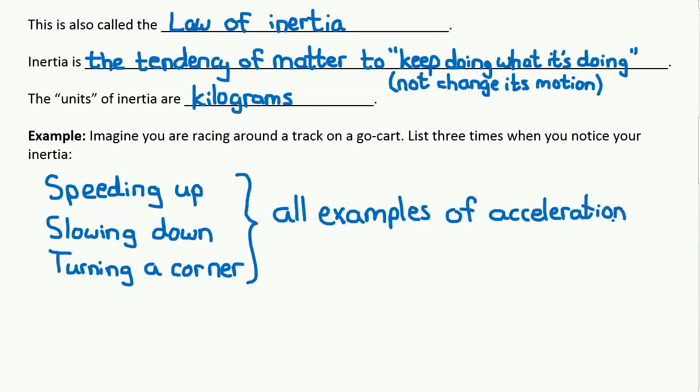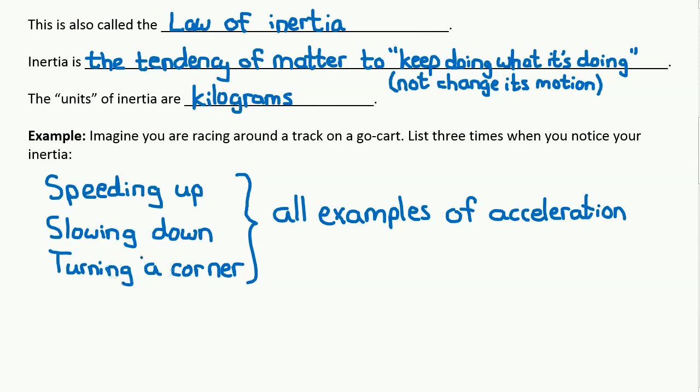Remind you that whenever we have a change in velocity, that means we have acceleration. Velocity is a vector, so it has magnitude and direction. When I speed up, I'm changing the magnitude of my velocity. Maybe I'm going from 30 kilometers an hour north to 40 kilometers an hour north. When I slow down, I'm also changing the magnitude of my velocity. Say I'm going from 30 kilometers an hour north down to 20 kilometers an hour north.